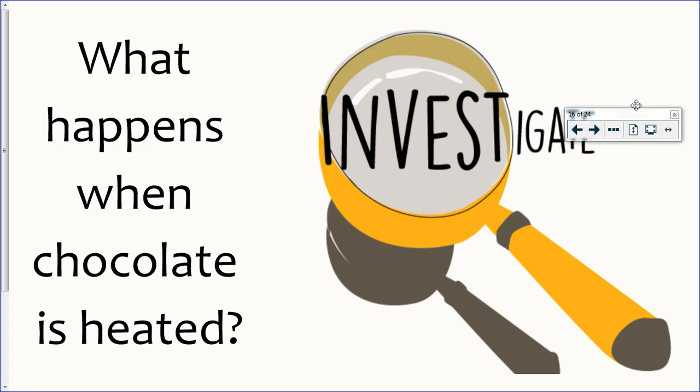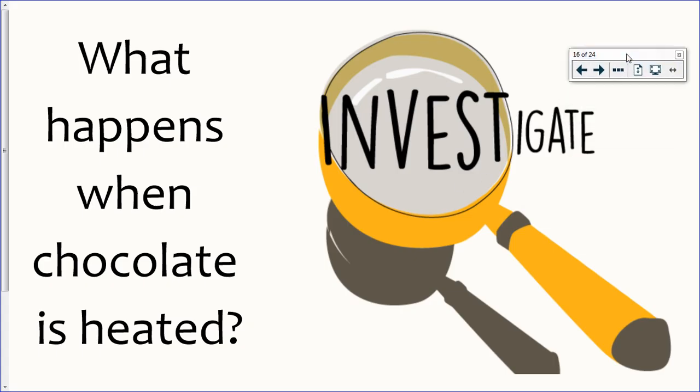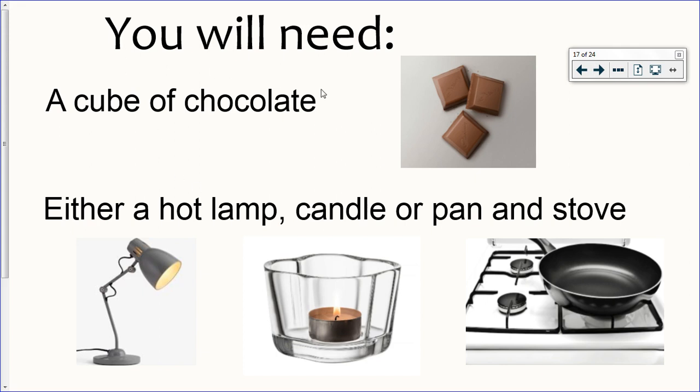Right, we are going to investigate today what happens when chocolate is heated up. So you are going to need a cube of chocolate. Just one cube will do. You can use more if you want to, but one will be enough if you would like to eat the rest. And then you either need a hot lamp, and it needs to be a lamp that gets quite hot, a candle, but you need an adult if you are going to use a candle. The easiest option might just be to use your pan and stove, or your pan and your hob.